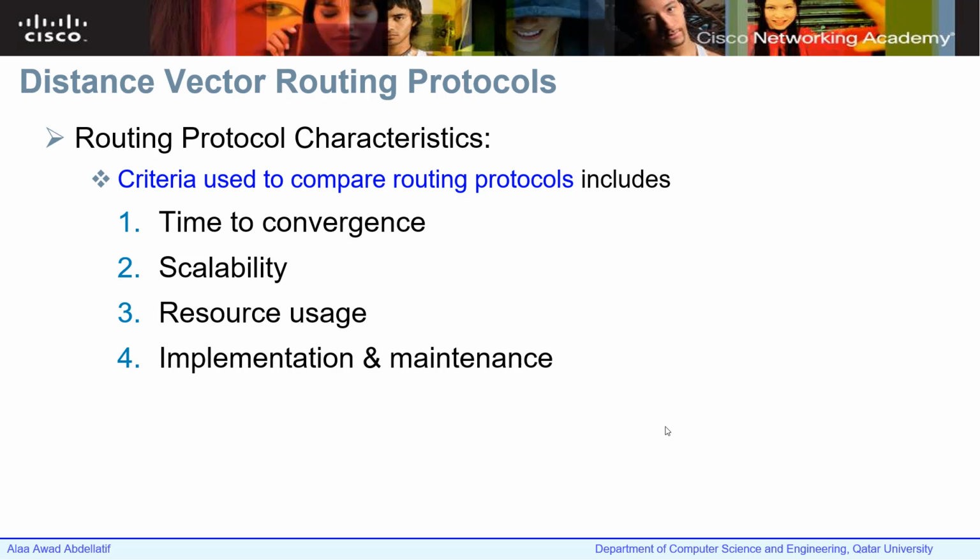The second characteristic, or second metric, I can use to compare routing algorithms is scalability. Is it good in small networks and large networks, or is it limited only to small networks?